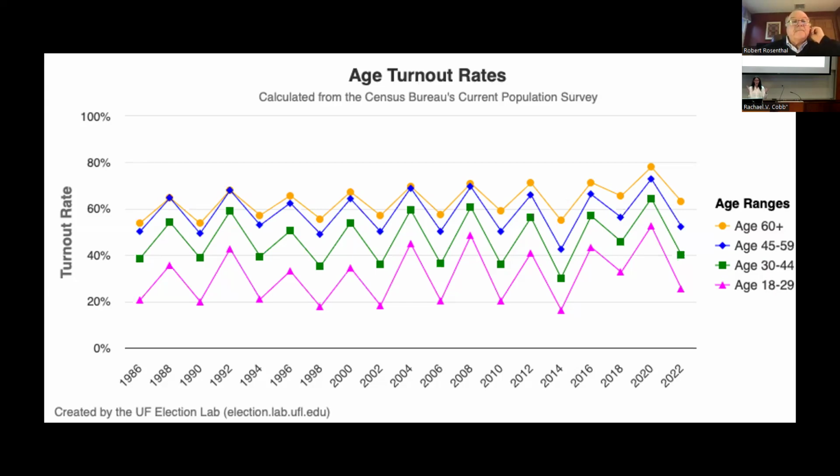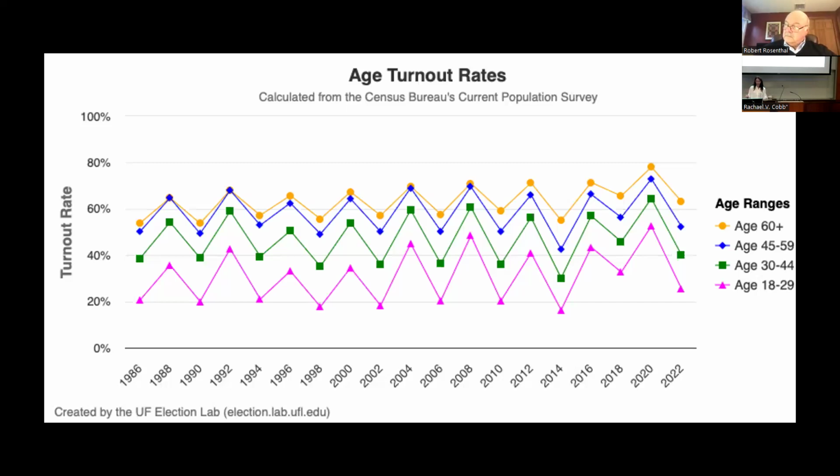Okay, so I'm just pointing out, and I know my students know this, but this is an important thing to know, that there are really big turnout differences by age in the United States, with those 60 and over voting at the highest rate, and those under 60, but particularly age 18 to 29, voting at the lowest rates.